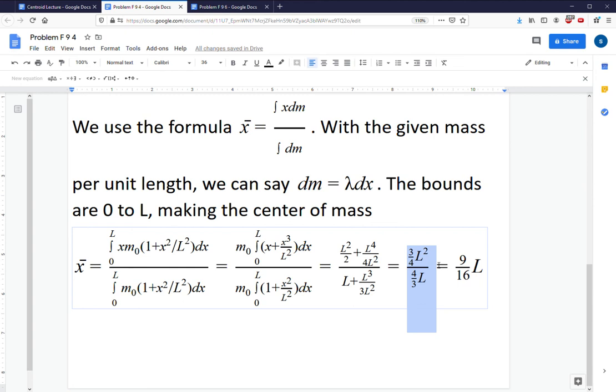And then finally divide these two, 3/4 L squared divided by 4/3 L. One of these L's cancels with this, and this becomes 3/4 divided by 4/3, or 9/16. So the position of the center of mass of that bar is 9/16 L, or x equals 9/16 L.